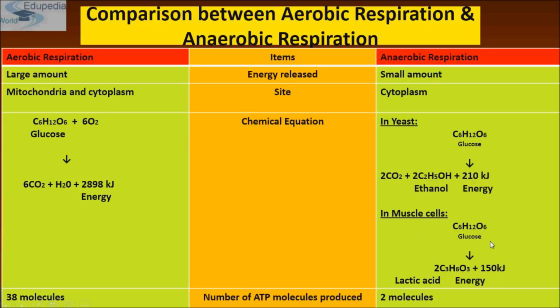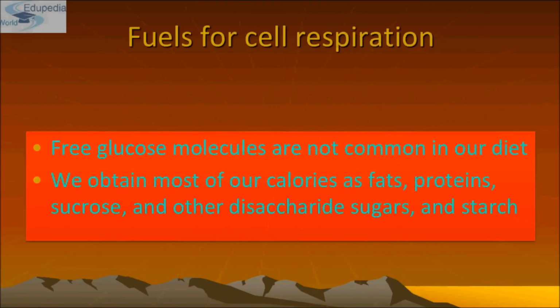Whereas in muscle cells, glucose is broken down into lactic acid and 150 kilojoules of energy, which is very little as compared to aerobic respiration, which is around 2898 kilojoules of energy. Around 38 molecules of ATP are produced in aerobic respiration, whereas around 2 molecules of ATP are produced in anaerobic respiration. So I hope now it's clear to all of you what the comparison is between aerobic and anaerobic respiration.